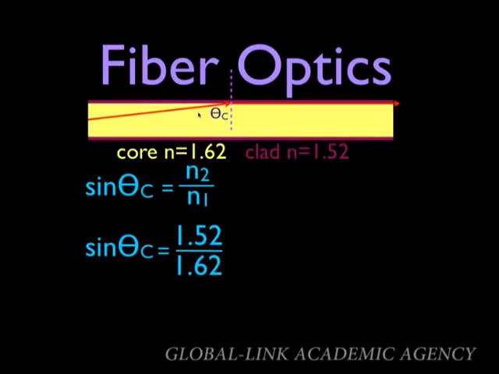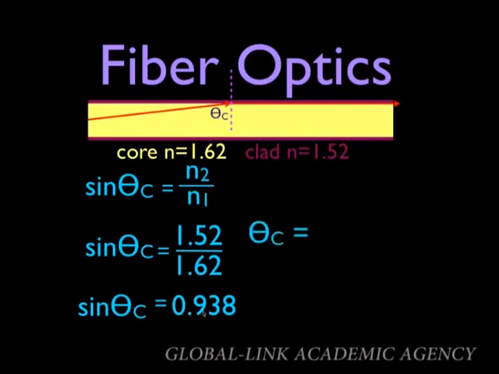And if you do that, you get sine of the critical angle equal to 0.938. Finding the sine inverse, we shall have theta c, which is the critical angle, is 70 degrees. So if I increase this angle slightly, I'm gonna have total internal reflection. And that's basically the principle behind the fiber optics.